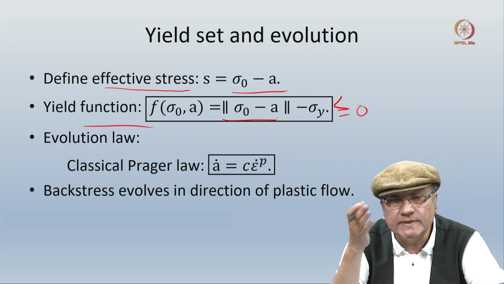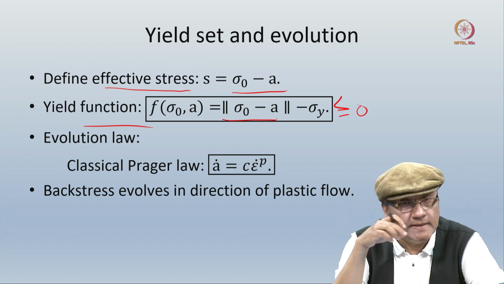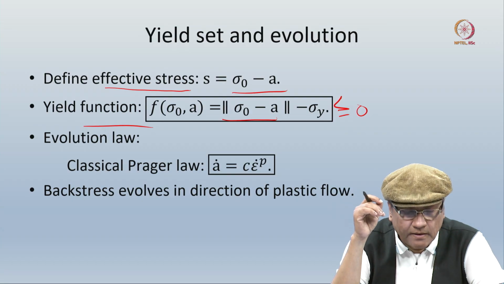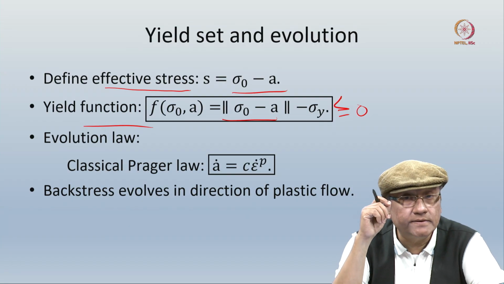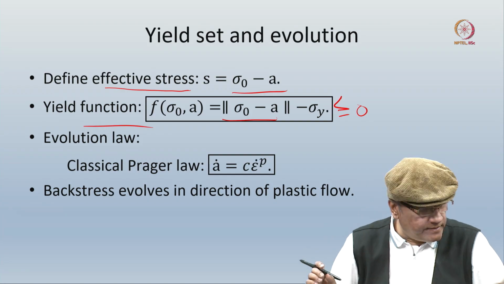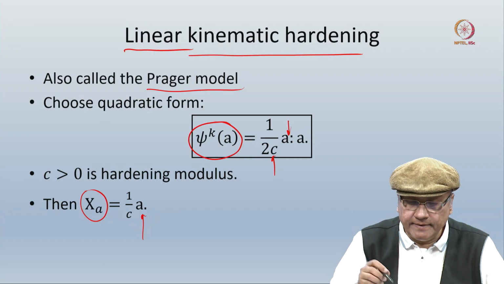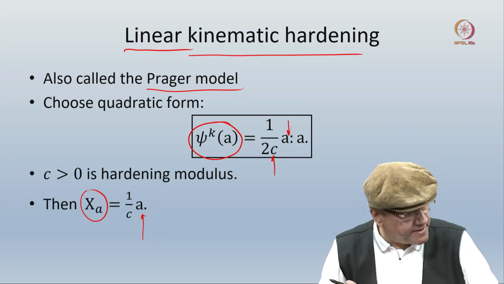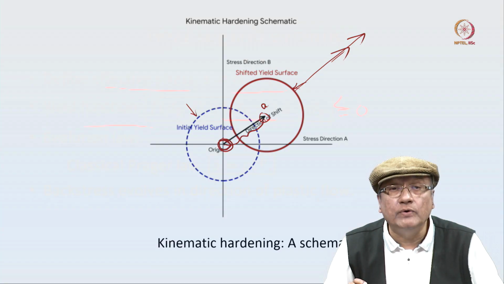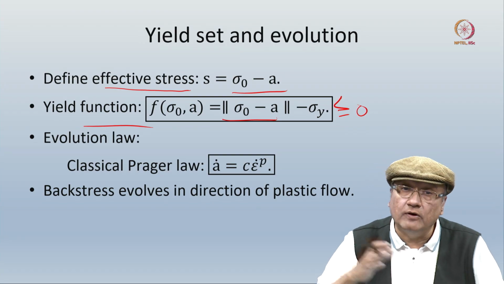Okay. It is always less than or equal to 0. Equal to 0 means the yield surface itself. Now we need to talk of an evolution law for A. We have so far defined, you remember, psi k, which is basically the free energy associated with the kinematic hardening, but we have not yet defined how A moves, how A evolves.